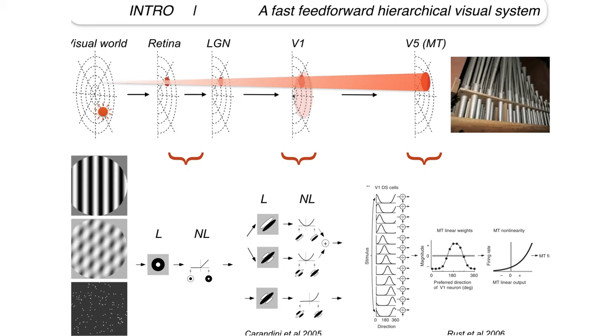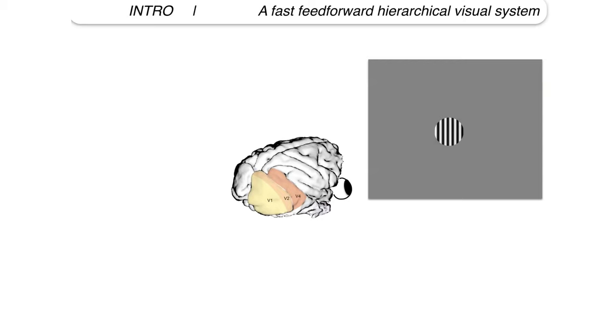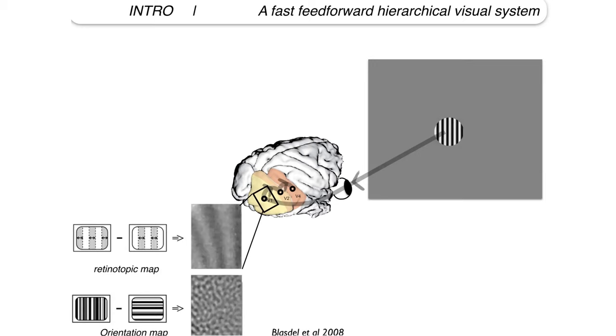I mean, all the tools that we have now. So to rephrase this in a more concrete way, if I present this drifting grating, which is stationary in the feature space, it will activate very rapidly V1, V2, V4, let's say. And if I zoom in on V1, we know that there is a retinotopic map and an orientation map, among others. Since this stimulus is stationary, it will activate one position of the retinotopic map and one position of the orientation map. And this will stay like that. It will be a stationary stimulus generating a stationary activation of the cortex.